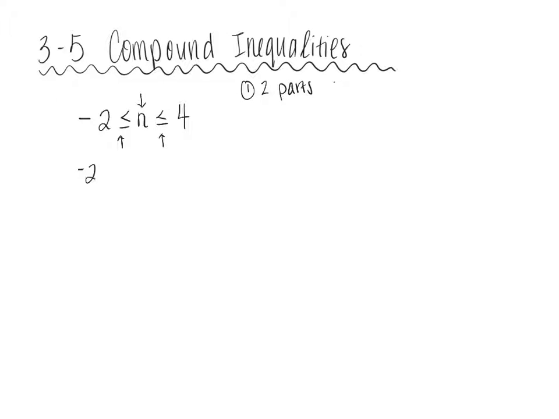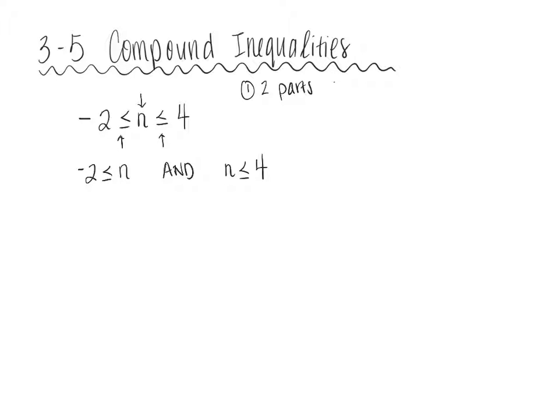So I have -2 is less than or equal to n. And I also, notice this is an "and" situation because I have both of them. And n is also less than or equal to 4. So I want to find the solutions of n that can satisfy this. So let's look over here.